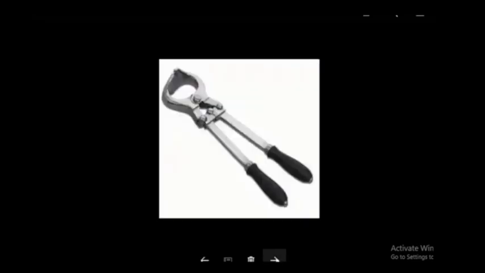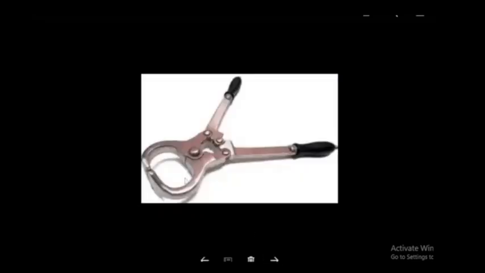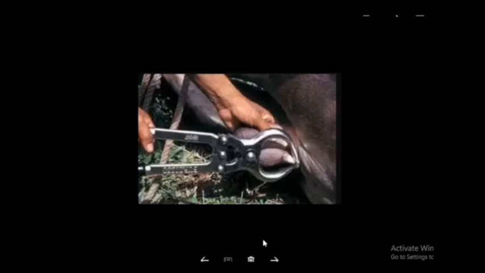So this is another one. You can see this is another one. So this is how it is being used. You can see the operator is actually using the hand to strategically place the emasculator on the parts. Initially, first of all, he's using his hand to try to locate the sperm duct in the scrotal sac there.